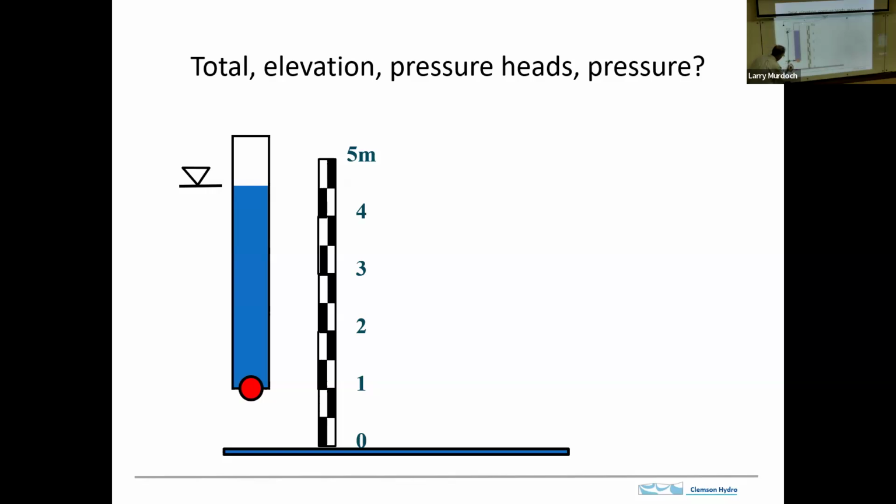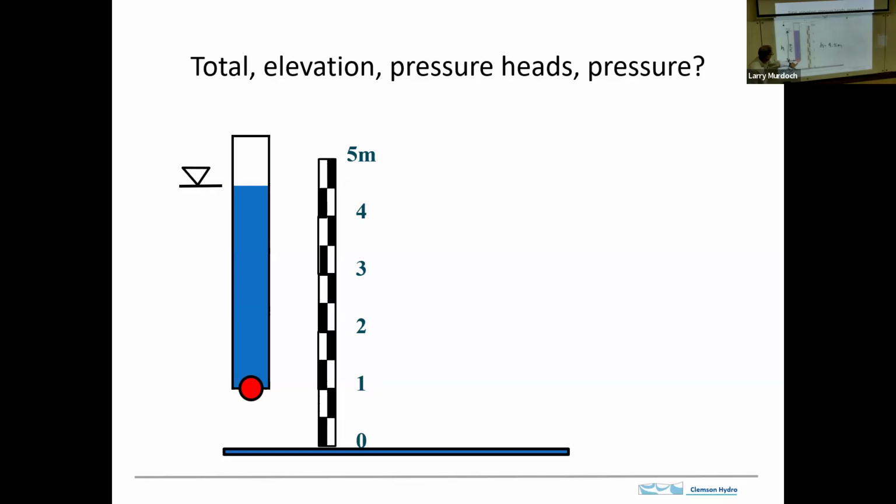Come across here, that's Z, and that's P over gamma. We can think of it just in terms of a length. So the total hydraulic head is 4.5 meters. This will be important later on. That 4.5 meters, we measure it here, but we're saying it applies right here. So H is equal to 4.5 meters.